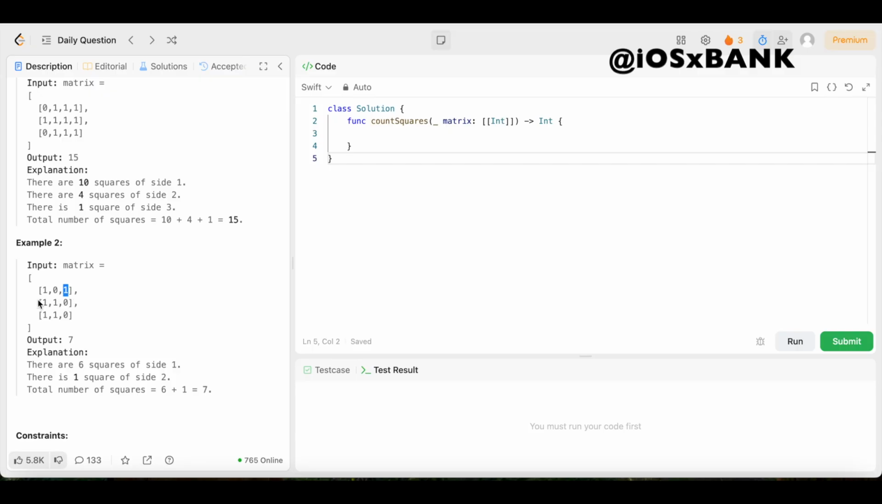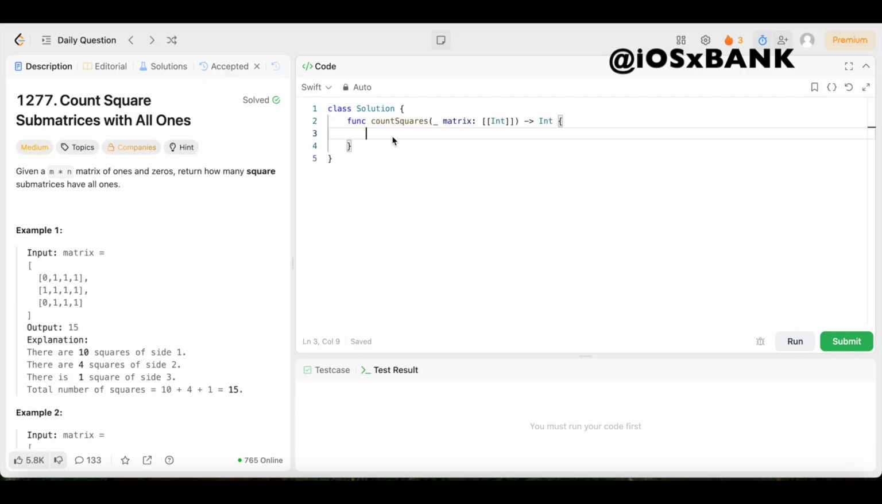So that's a square, that's a square, that's a square, that's a square, that's a square, and that's a square. So that's 6 right there, where the length is only 1 on each side. Then there's one square where the length is 2 on each side, right? So that's this square right here, where this is the top and this is the bottom. This whole square right here has a length of 2 on each side, and there's only one square with a length of 2 on each side. And those are the only squares, so we do 6 plus 1, which gives us 7 squares in total.